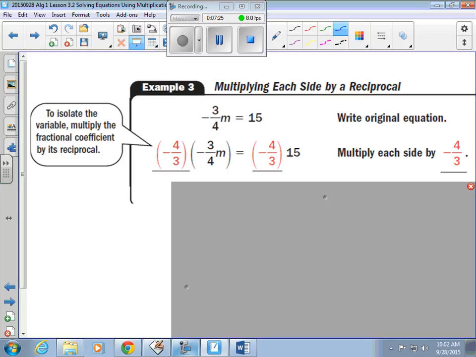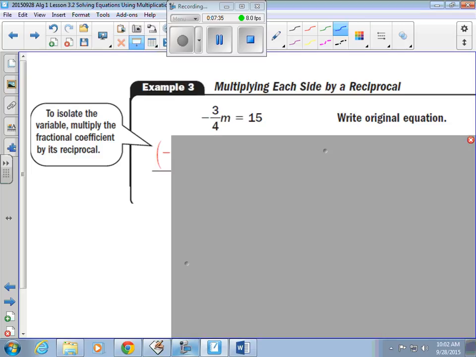Okay. Example number 3 is multiplying each side by a reciprocal. This will save you an entire step. If you look just at this part of the equation, negative 3 over 4, m is equal to 15. You can read that as negative 3 over 4 times m. We know how to undo times something. We did it a minute ago.